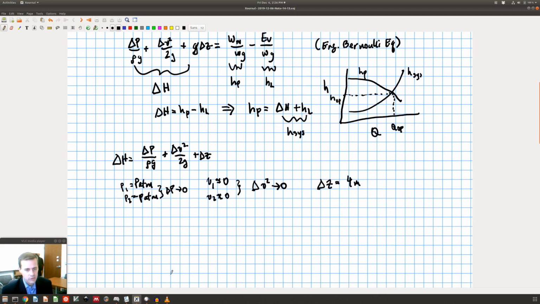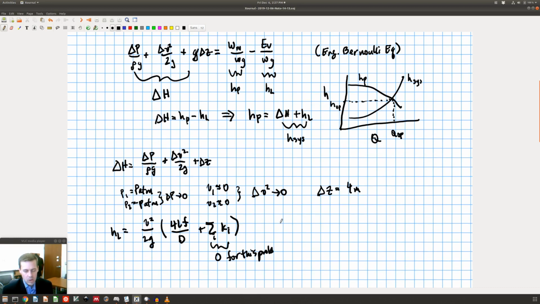The other piece I need for my system demand curve is the head loss. The head loss, if you recall, is V squared over 2G times 4LF over D plus the sum of the minor losses. All right, and we said we're going to neglect minor losses, so these are 0 for this problem.